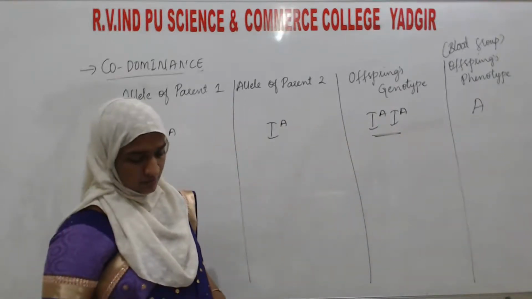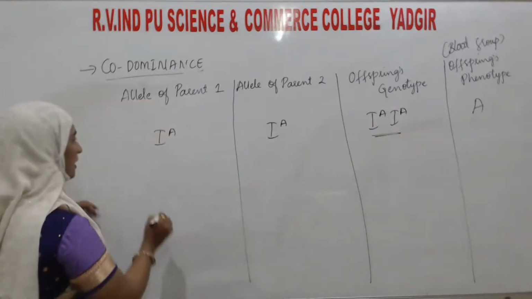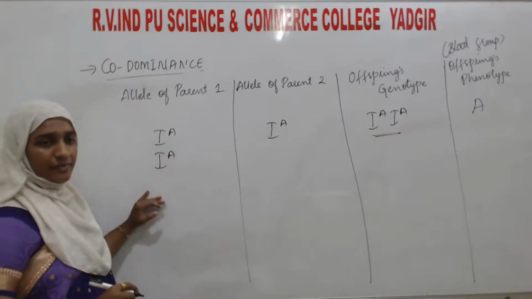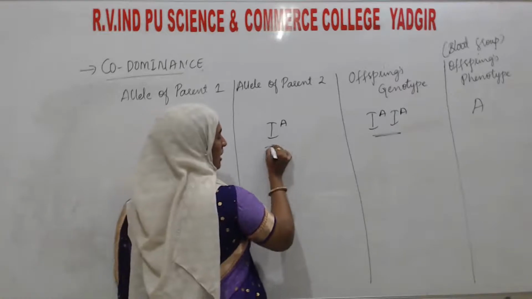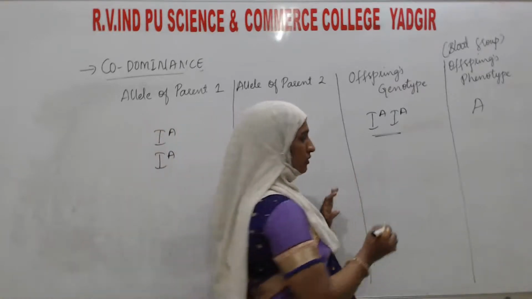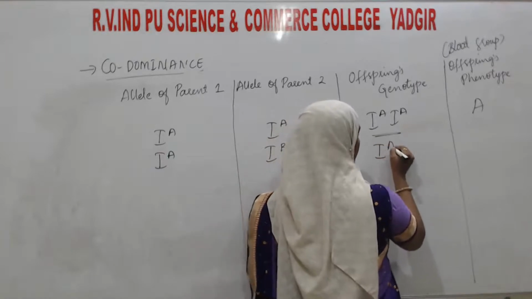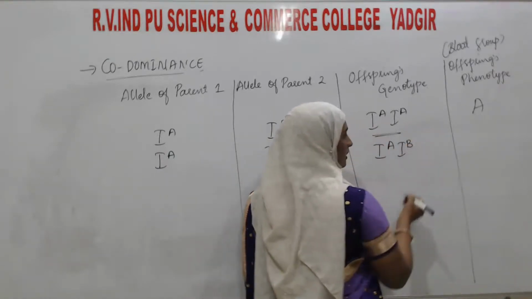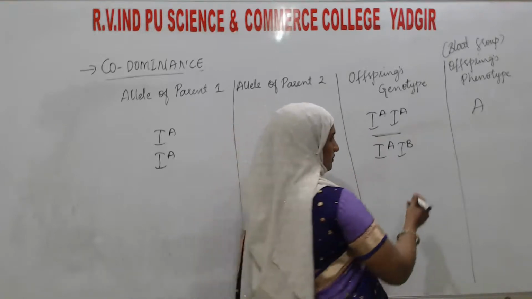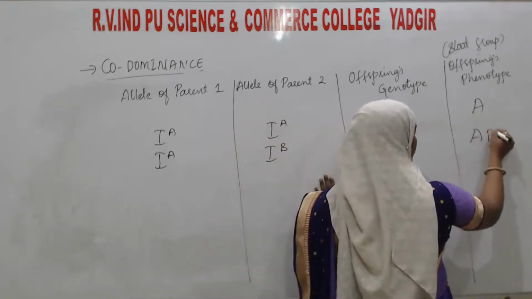Then the second one: if parent 1 is IA and parent 2 is IB, what will the offspring's genotype be? IA IB. Here also they both are expressing. What will be the blood group? AB.